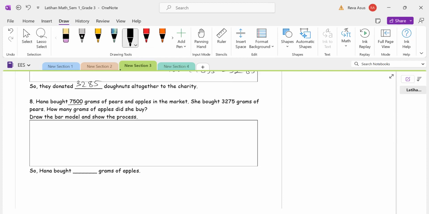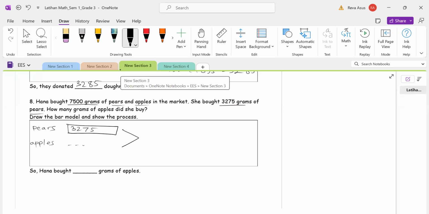For number 8, Hannah bought 7,500 grams of pears and apples in the market. She bought 3,275 grams of pears. So how many grams of apples did she buy? So let's draw. There are pears and apples. Pears, how many pears? 3,275. Apples, we don't know. Is the bar going to be longer or shorter than pears? We don't know. And then when we combine them all together, it's going to be 7,500 grams.